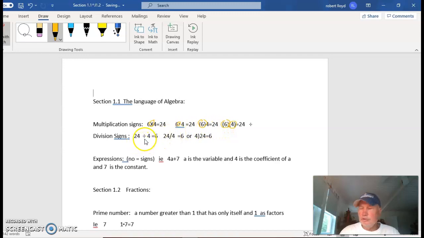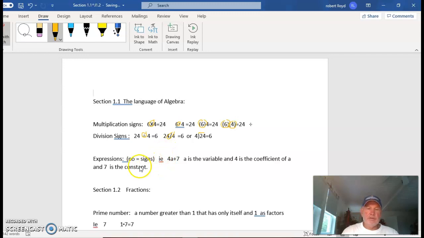Division also comes in a variety of ways. You can have the typical division sign. You can have the fraction indicating division, or you can have the radical.